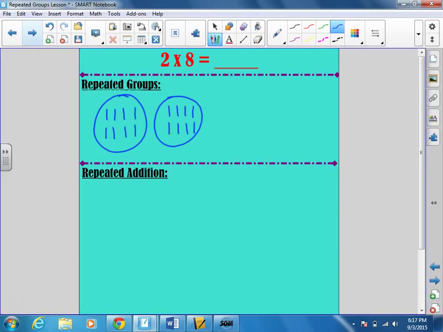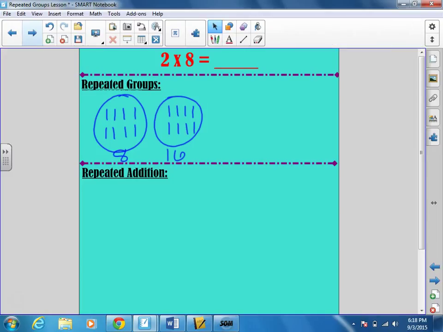After they have created the 2 repeated groups, they will simply count them 1, 2, 3, 4, 5, 6, 7, 8. I normally instruct the students to write the number that they finish counting under the repeated group so that if they ever lose count, they'll know where they stopped. 8. We'll start in our second one, so we'll start 8, 9, 10, 11, 12, 13, 14, 15, 16. So we see by repeated groups, 8 times 2, or 2 times 8, equals 16.